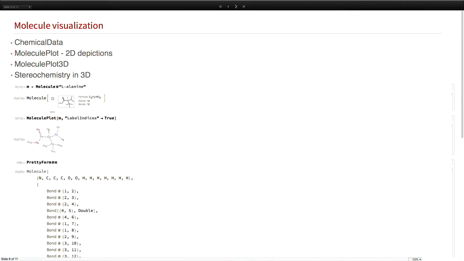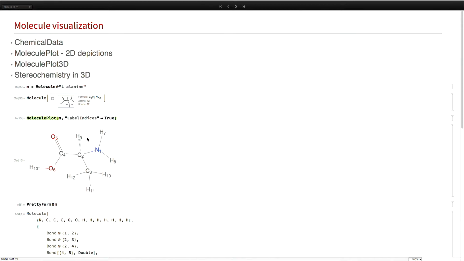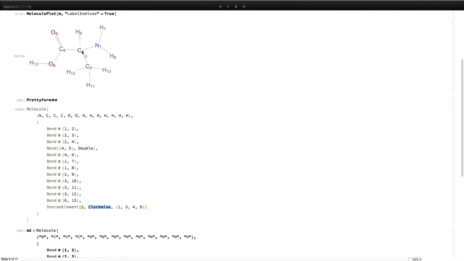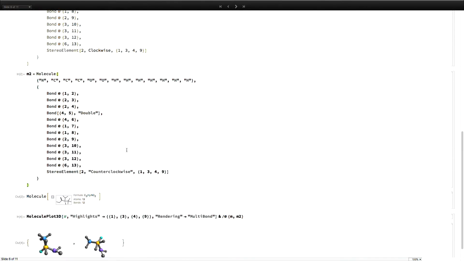And then also we can look, so this I think will be useful for teaching. So you can make a molecule out of L-alanine, and you see that it does have stereochemistry information. So we plot it labeling the indices. You can look at the inside and see that it's got a clockwise rotation. What this means is that atom number 2, this carbon, is chiral, and the ligands around it are 1, 3, 4, and 9, and that if you look down the bond from atom 1 to atom 2, you'll find atoms 3, 4, and 9 to be in a clockwise direction. It's a little bit confusing, but we could change that and just make it counterclockwise.